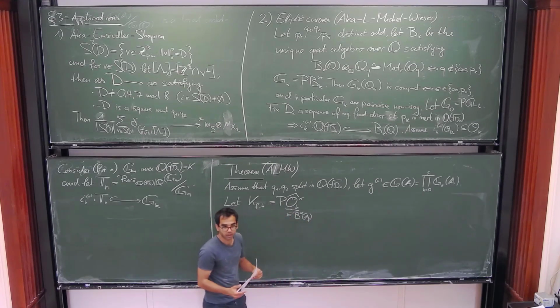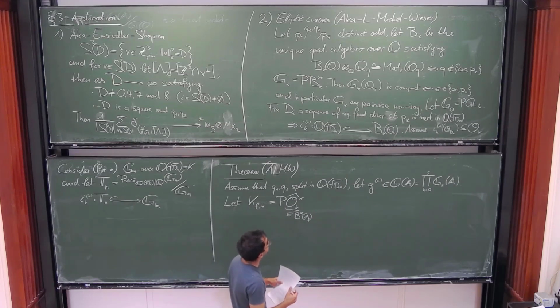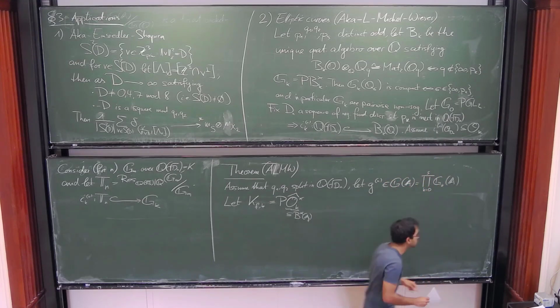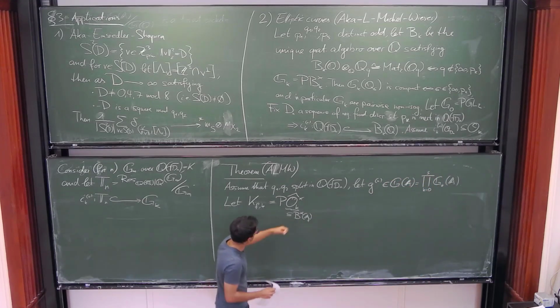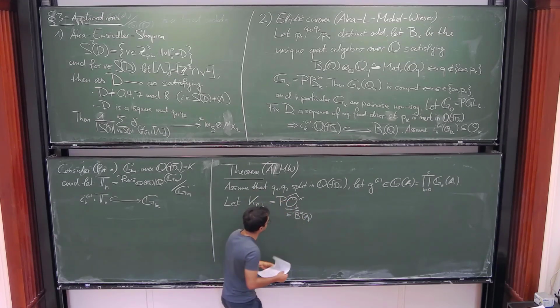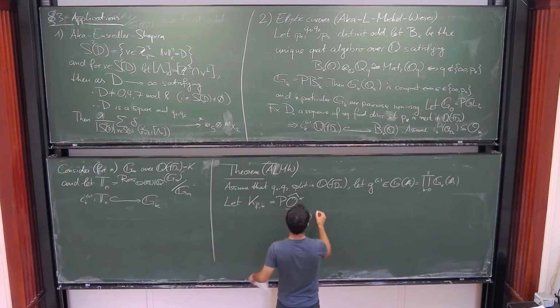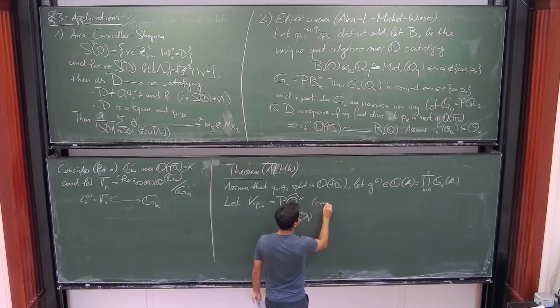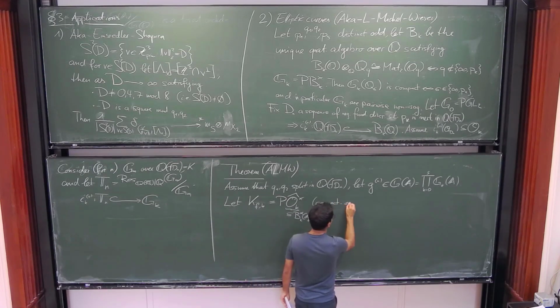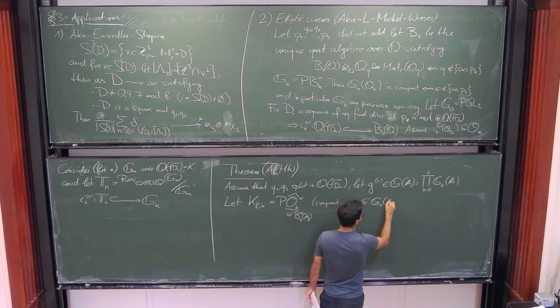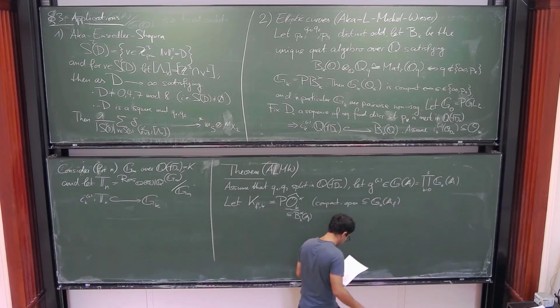What's G0? G0 is PGL2. That's the particular one. So you get this subset of GK of A, and you look at its projectivization. So this is a compact open subgroup of GK over only the finite adeles.